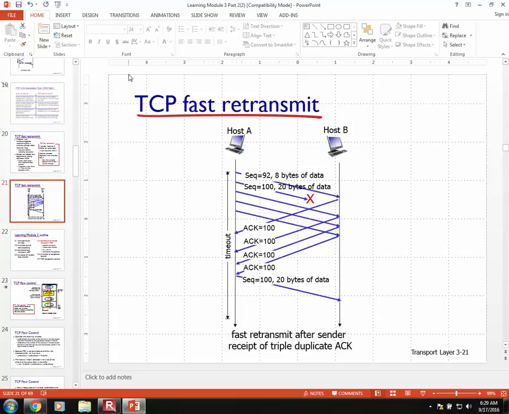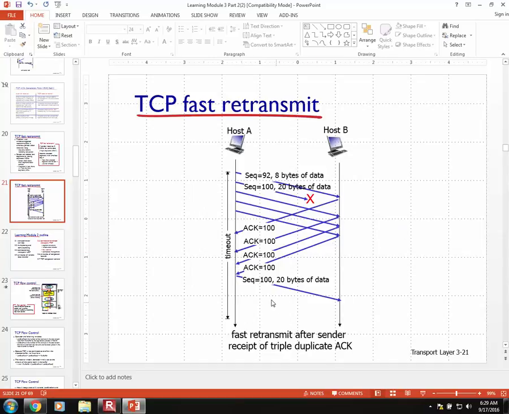So in the case of fast retransmit, it sends the first, and it sends the second, and then it sends the third, the fourth, and the fifth. The receiver receives the first, so acknowledges the first, doesn't receive the second, receives the third, re-acknowledges the first, receives the fourth, re-acknowledges the first, etc.